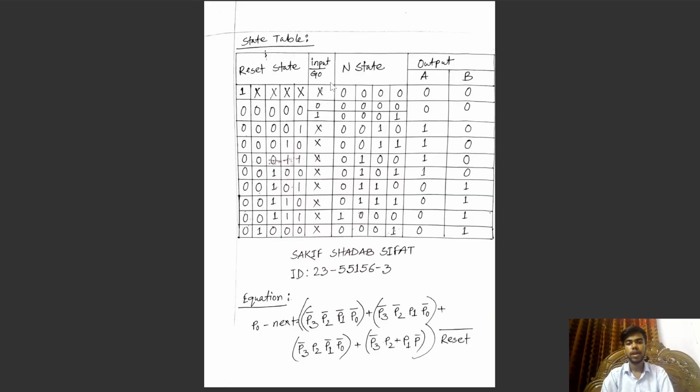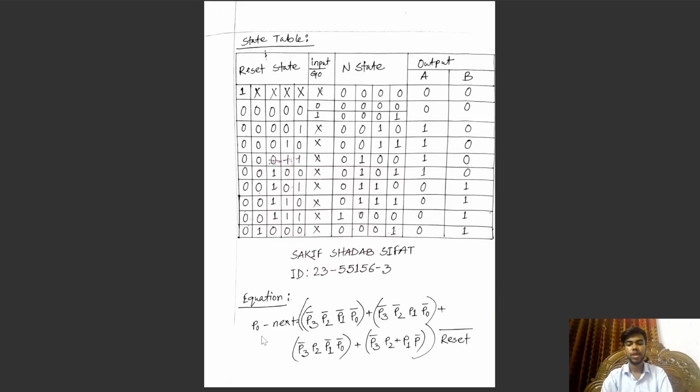The go by input values are 1 by cross, and then there is the end state, which will go through the same as go by input. Then here is the output state. The output states A and B have been calculated, measured by the reset state, the go by input state, and the end state. So talking about the equation part, here is the equation part.